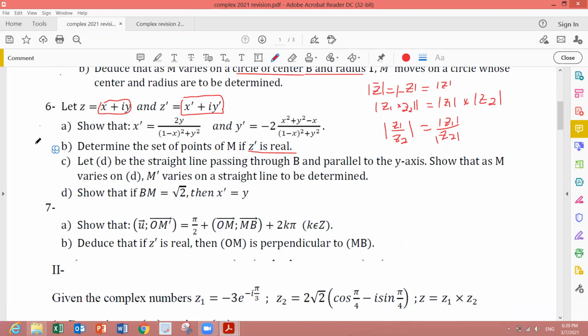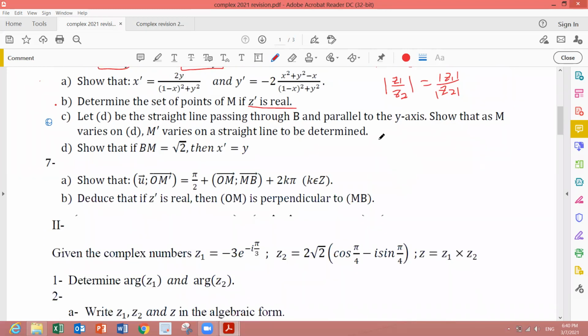Part C. Let D be the straight line passing through B and parallel to the y-axis. Show that as M varies on D, M prime varies on a straight line to be determined. We have ZB is 1, and B is (1, 0).